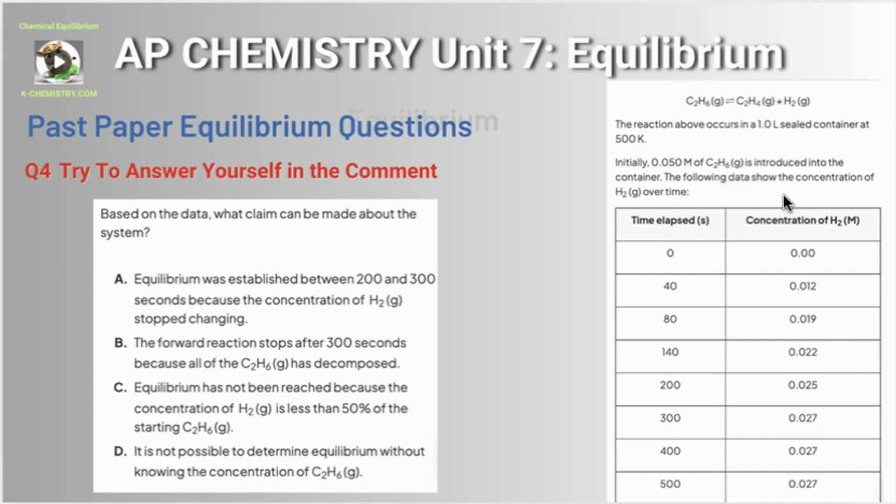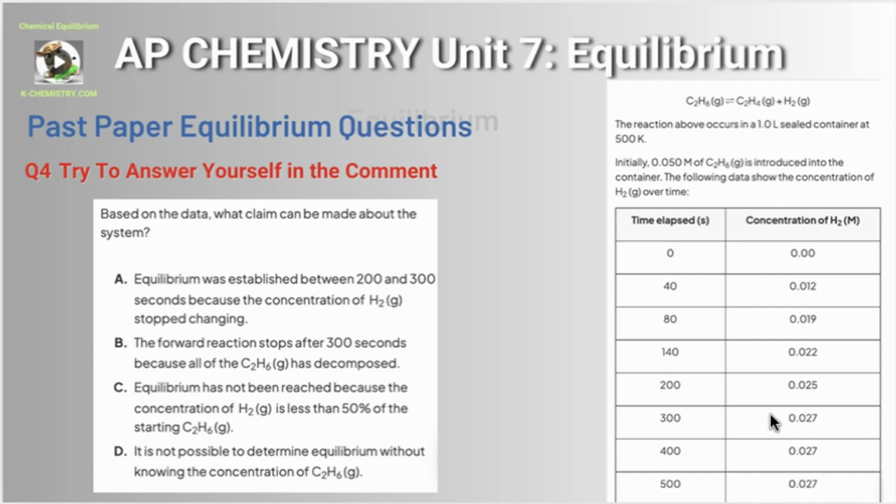The following data shows the concentration of H2 over time. What happens to it? Can I say that the equilibrium was established between 200 and 300? Can I say that? Let's see 200 and 300 first. Between 200 and 300, is this equilibrium? The forward reaction stops after 300 seconds because all the C2H6 has decomposed after 300 seconds.